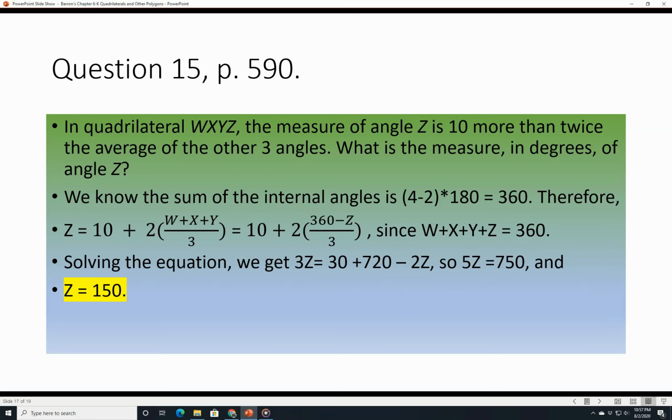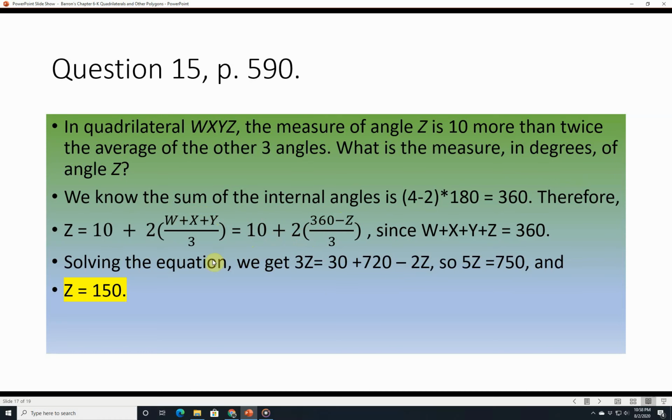Well, we know the sum of the internal angles is 4 minus 2 times 180 equals 360. So obviously 4 minus 2 is 2. 2 times 180 is 360. Therefore, Z is equal to 10 plus 2 times (W plus X plus Y) over 3, which is going to be the same as 10 plus 2 times (360 minus Z) over 3, since we know that W plus X plus Y plus Z has to be equal to 360, then W plus X plus Y is going to be 360 minus Z, so it makes it much easier because we only have one variable in one formula.